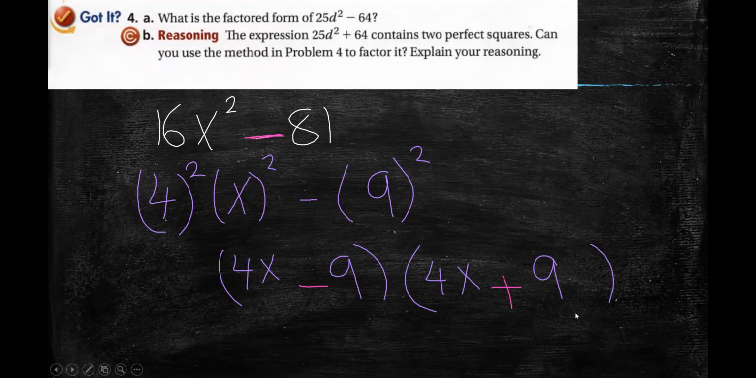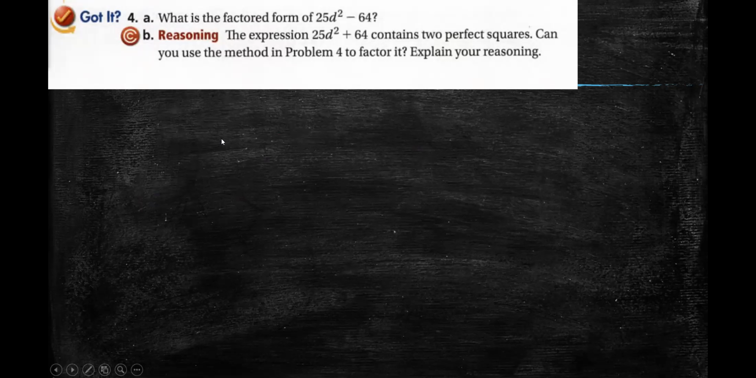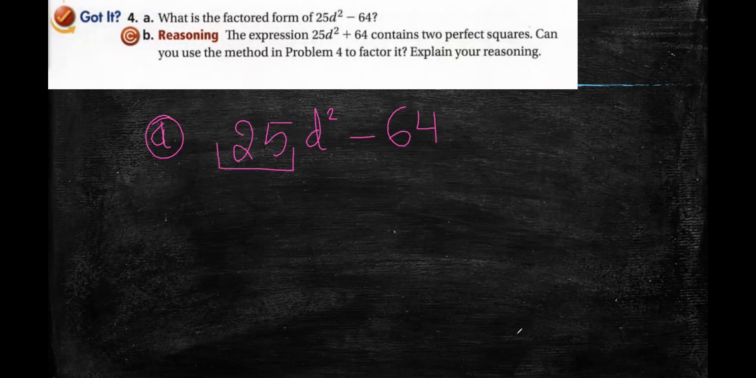Let's have another example now. What is the factored form of 25d squared minus 64? Look at them here. 25 is a perfect square. It is 5 squared. And d squared is d squared. 64 is a perfect square, minus 8 squared.